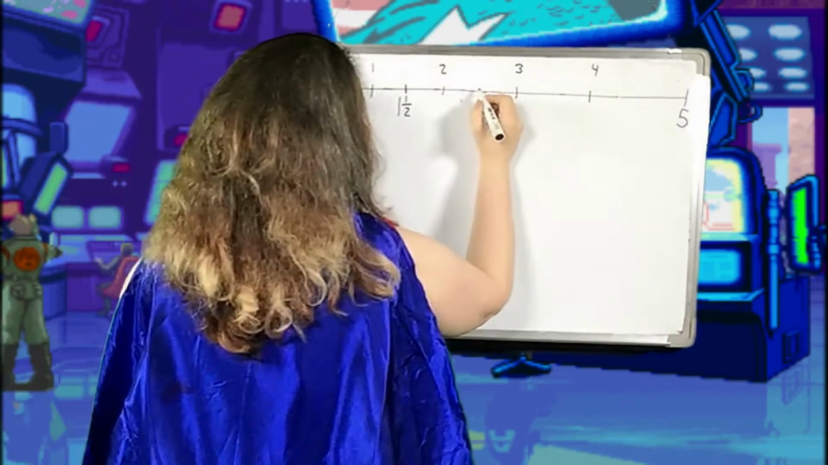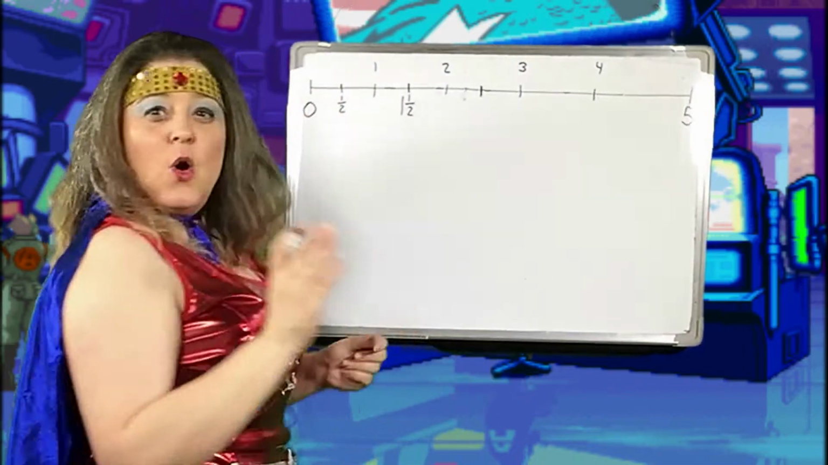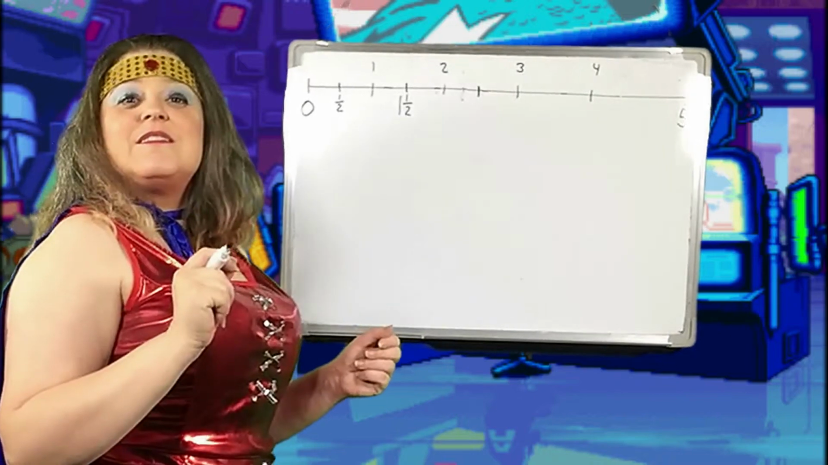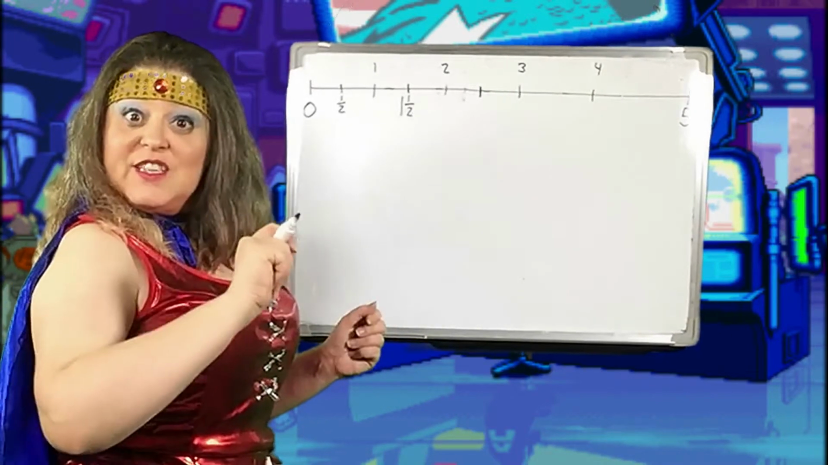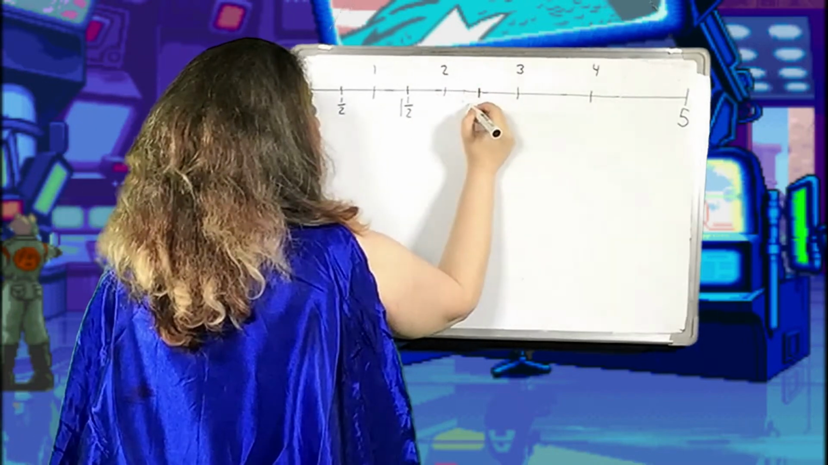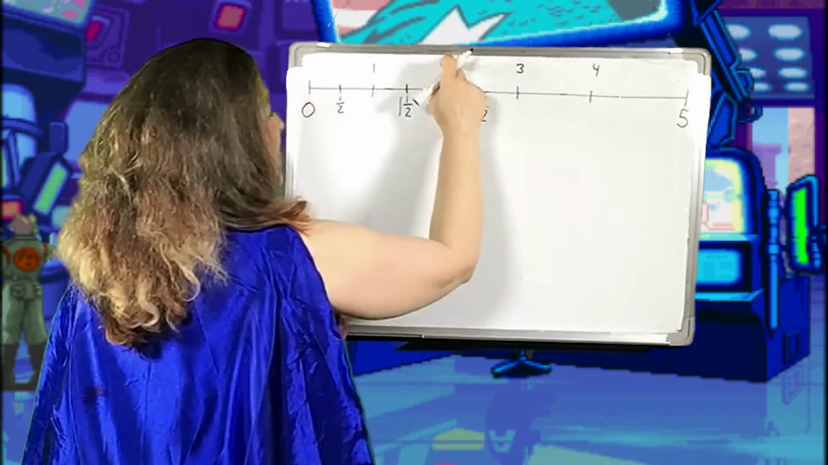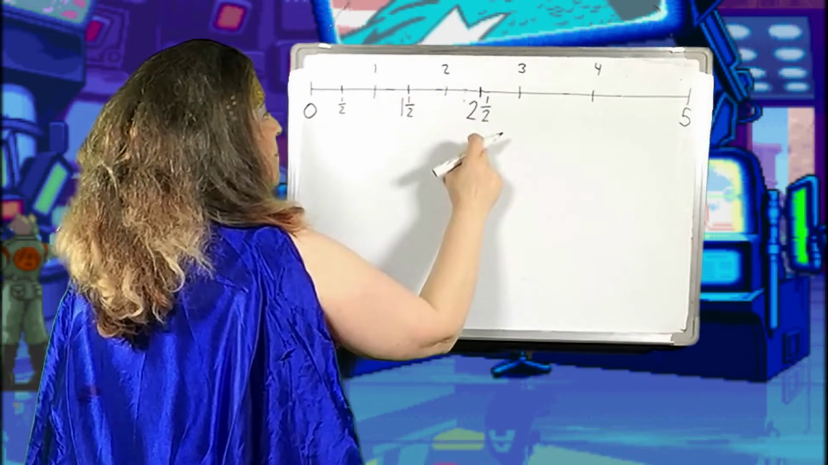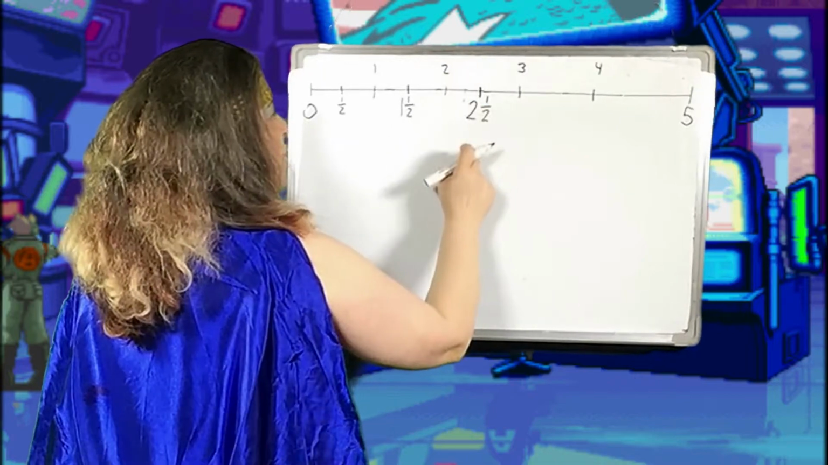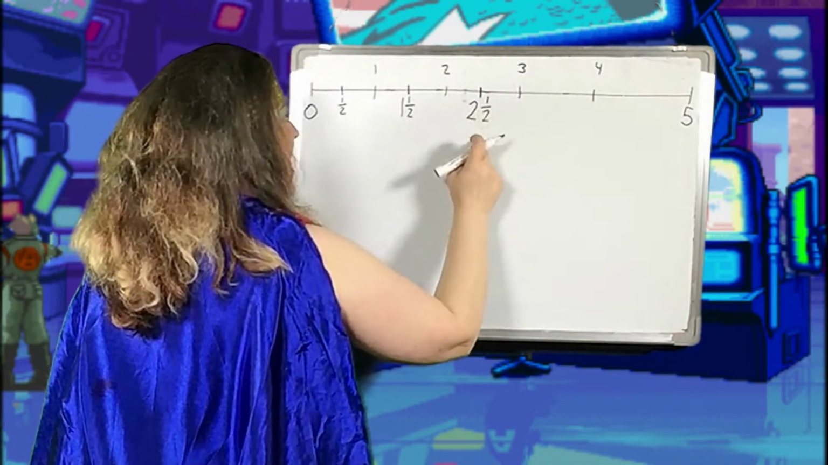If we put a fraction right here in the middle between the 2 and the 3, what fraction would that be? Good! Good! Some of you got it! It is 2. It's bigger than 2. But it's not up to the 3 yet. So it's halfway between the 2 and the 3. It is 2.5.